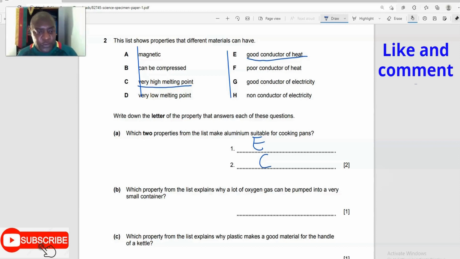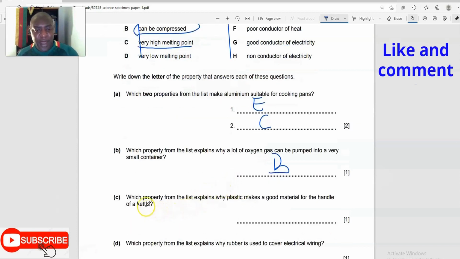Now the B part of the question says, which property from the list explains why a lot of oxygen gas can be pumped into a very small container? It's just like when you have to put some air into your bicycle wheels or your car tires. This is simply because oxygen can be compressed. That is B. If oxygen could not be compressed, there is no way you could put so much air into your tires. So we have to remember that.